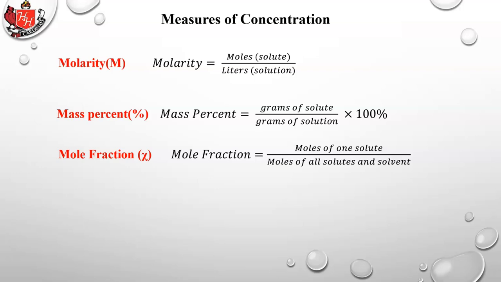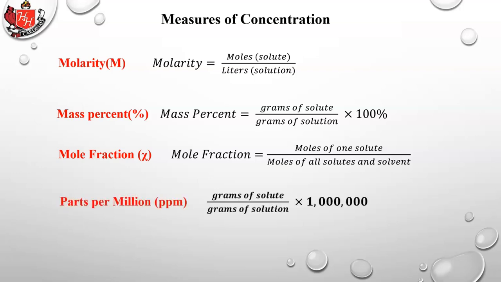Mole fraction is similar, except it's moles of one solute over moles of all the solutes and the solvent put together. You don't multiply this by 100%. You just end up with a decimal number. And we'll use mole fraction somewhat frequently in the class later on. Then there's parts per million. That's very similar to mass percent, but instead of being times 100%, it's times a million. You use that for very small concentrations, like the particulate matter in drinking water, like arsenic and lead, things that are harmful, but if they're in small enough concentrations, it's not unsafe to drink the water.